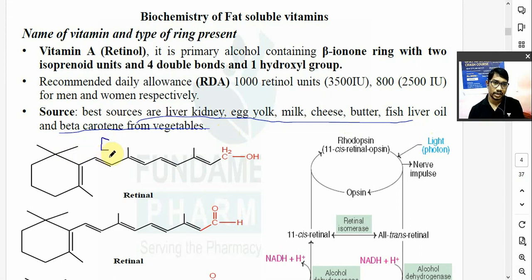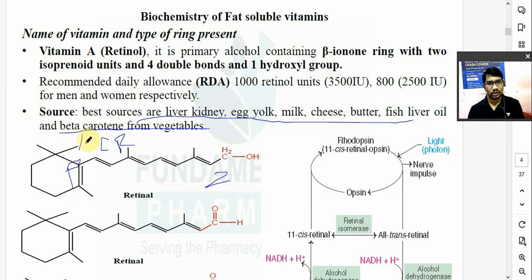Okay? So liver, kidney. लोगों के liver निकाल के खाने का नहीं, but नॉनवेज जो खाते हैं उसमें जो liver वगैरह आता है उसमें होता है. Kidney, egg yolk, milk, cheese, butter, fish liver oil. Fish कौन सा भाई? Cod liver oil and shark liver oil. They are the richest source of vitamin A. Vitamin A का richest source है.